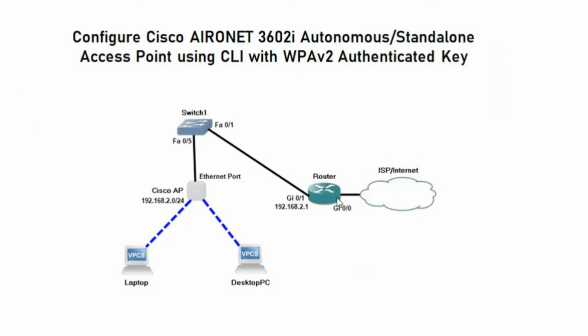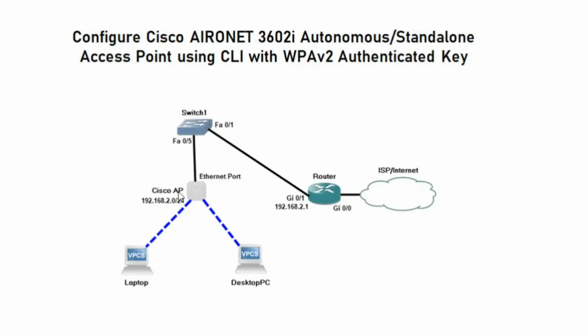The gigabit 0/0 port of the Cisco router is connected to the ISP network, and the gigabit 0/1 port of the Cisco router is connected to the fast Ethernet 0/1 port of the switch. The Ethernet port of the Cisco access point is connected to the fast Ethernet 0/5 port of the switch. I have created a DHCP pool on the gigabit 0/1 port of the router, where the network address is 192.168.2.0 with subnet /24, and the default gateway IP is 192.168.2.1. We haven't done any configuration on the switch, so all the ports belong to VLAN 1.